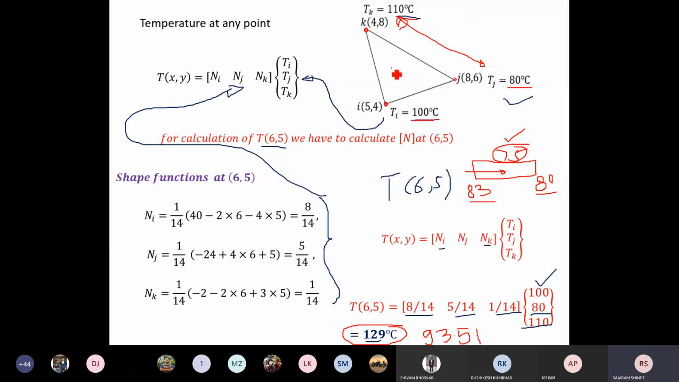Did you understand? The temperature here cannot be greater than 110 and cannot be less than 80. You have to remember this. Okay, it should be less than 110 and greater than 80. You make it correct. It is not 129, it is 93.51.